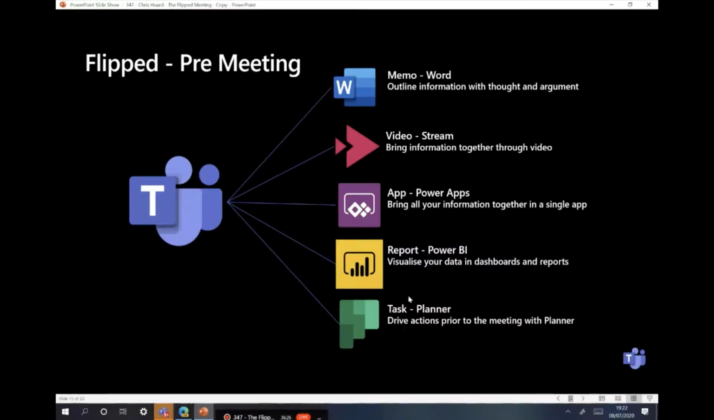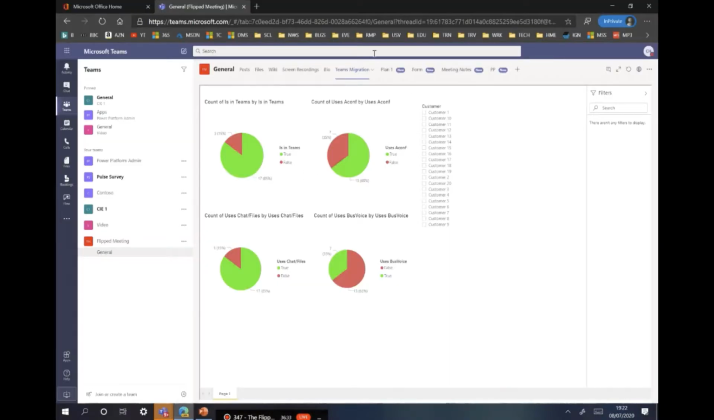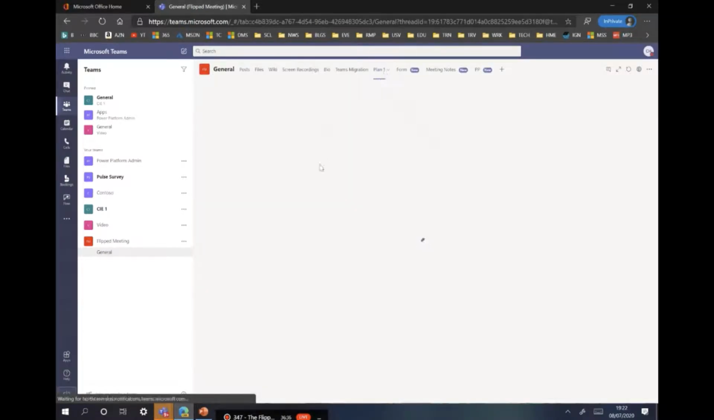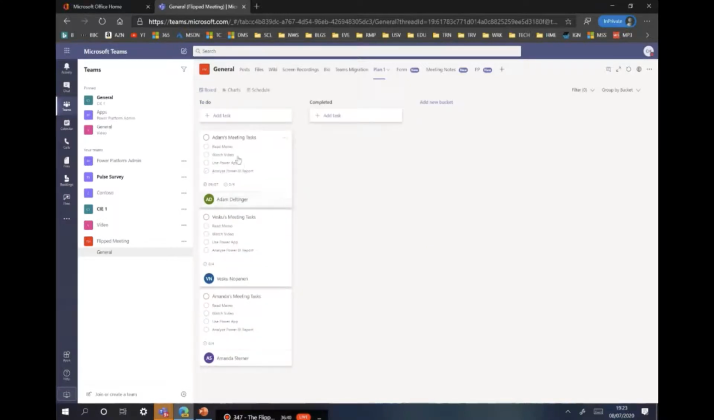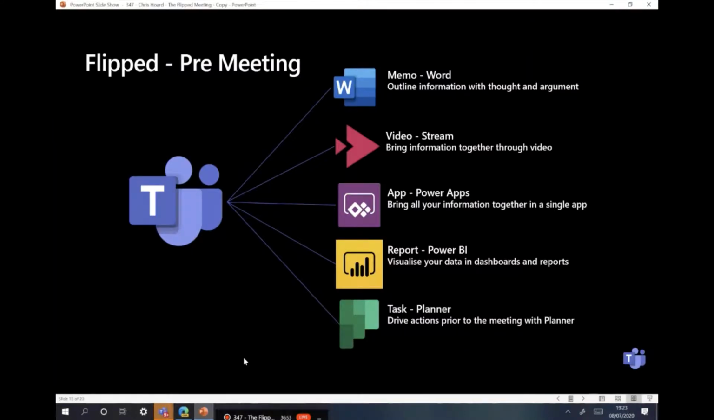And fourthly, you can also do this via Tasks and Planner. So you can drive actions prior to the meeting with Planner. Again, if I come into the team and I click on my plan, let's say, for example, I want all the attendees to be able to read the memo, watch the videos, use the Power App and analyze their Power BI reports. I can set that for them to do within Planner. So we have a wealth of tools here that can be used before you even get into that meeting to provide all of the information up front.